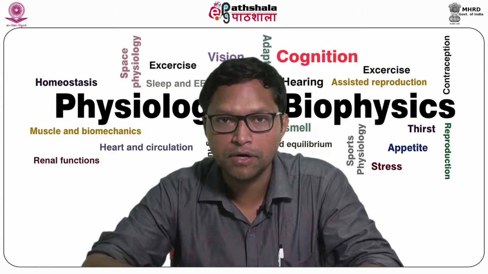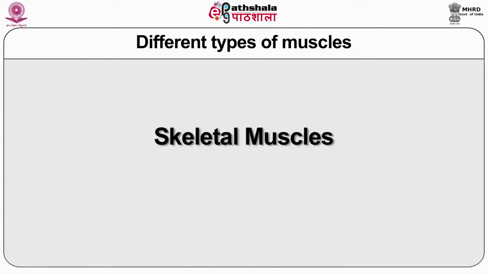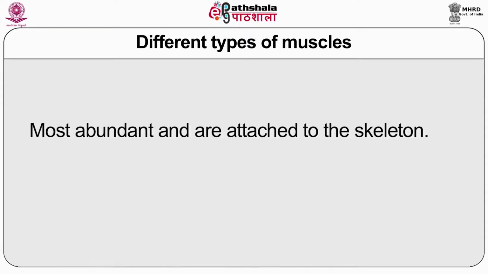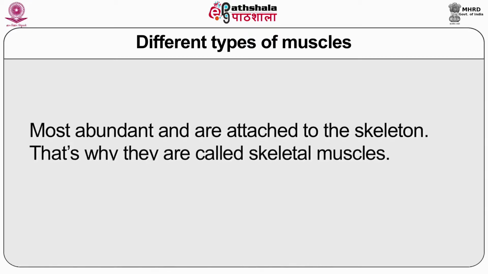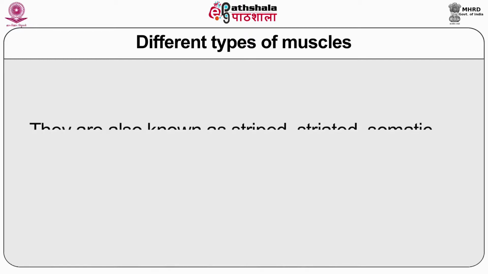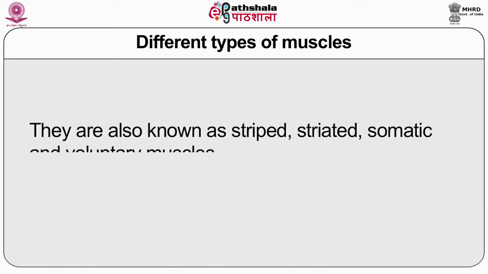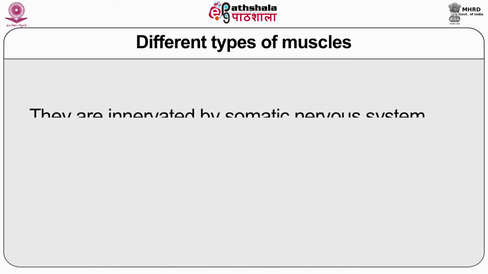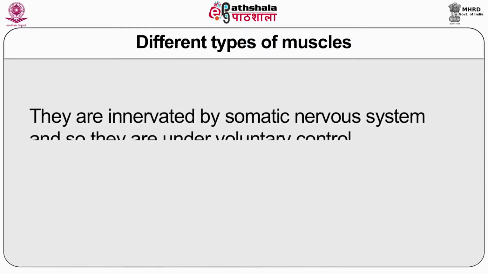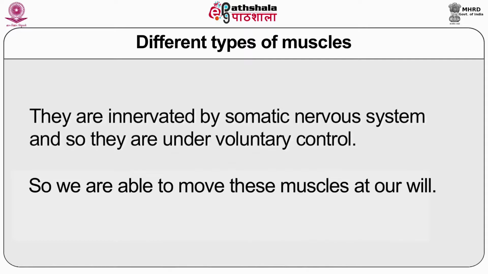Now let's talk about the different types of muscles. First, the skeletal muscle, which is most abundant and attached to the skeleton. That is why they are called skeletal muscles. They are also known as striped, striated, somatic and voluntary muscles. They are innervated by the somatic nervous system, and so they are under voluntary control. So we are able to move these muscles at will.